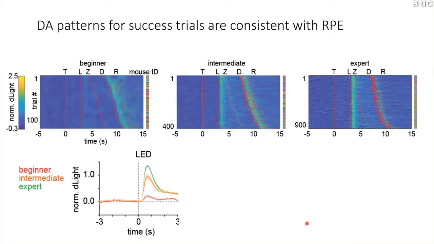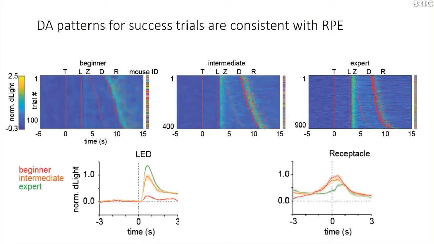In contrast, we can see kind of the opposite trend for reward signal. The reward signal that's aligned to either D or R is much higher in the beginner animals and much weaker in the expert animal. And this trend is a little bit more obvious when we average out the graph here.